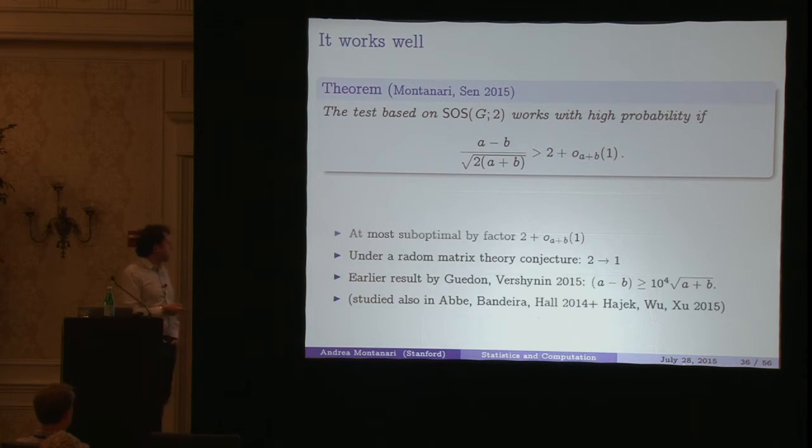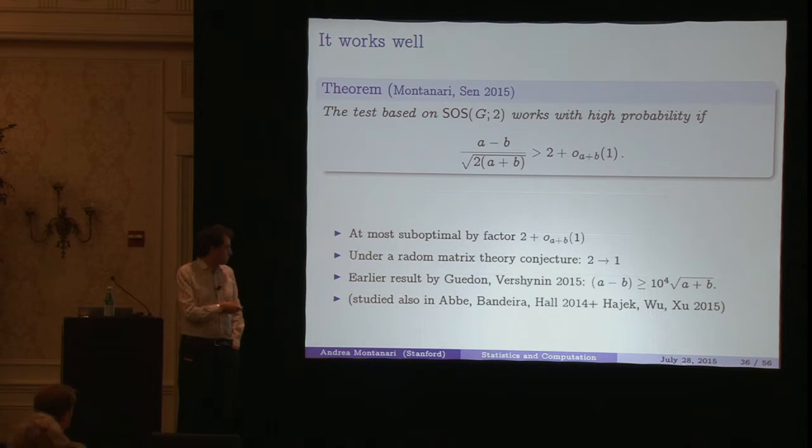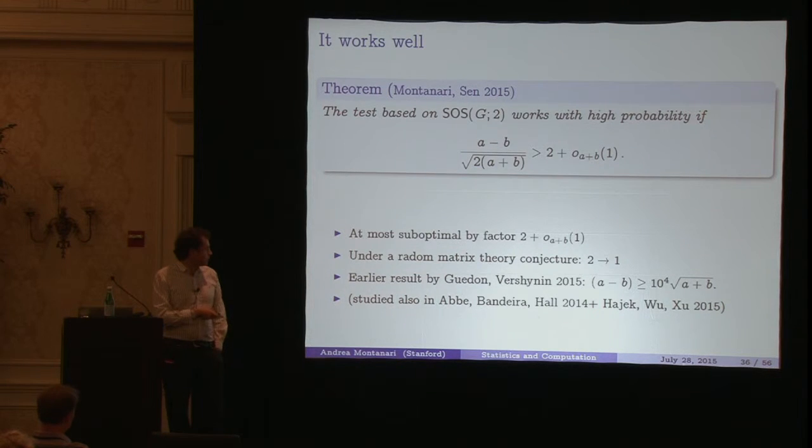Okay, so a couple of comments. What this tells you, remember the information theory threshold says that here there should be a 1, and it says that SOS2 is at most suboptimal by a factor of 2, roughly. And in fact, the 2, I think it's an artifact of the proof, I'm quite sure. And modulo a random matrix theory conjecture, a difficult one, it should go to 1.